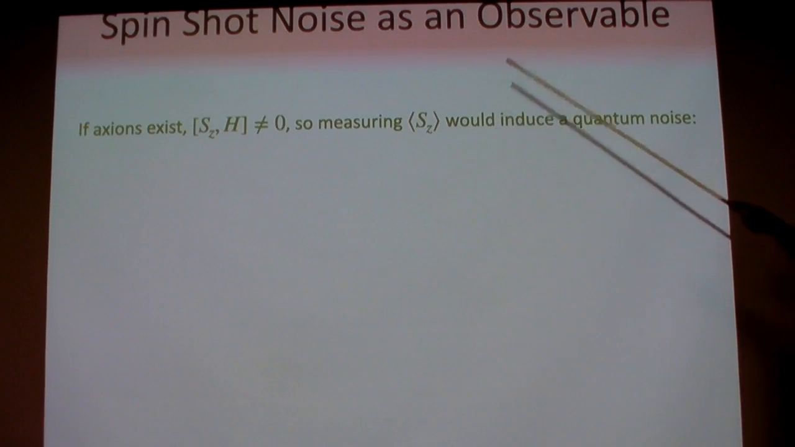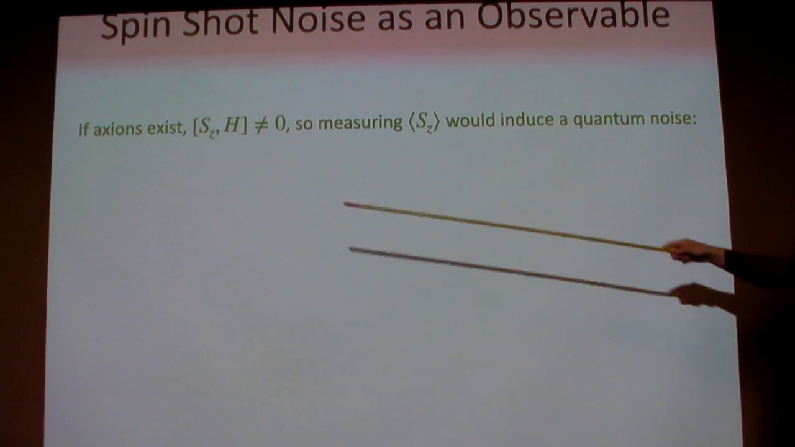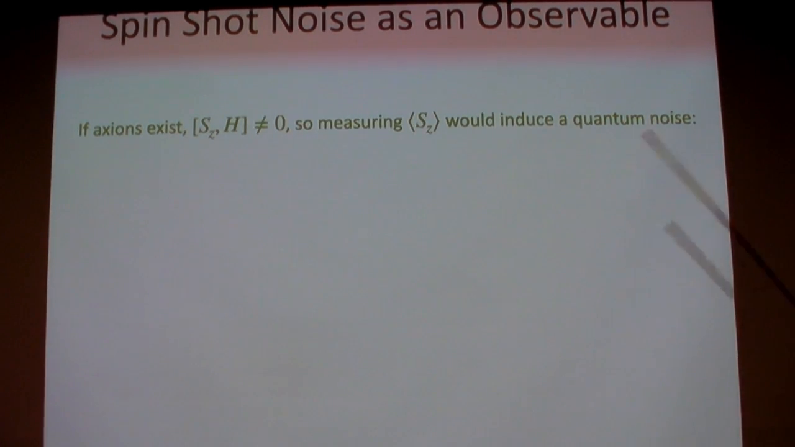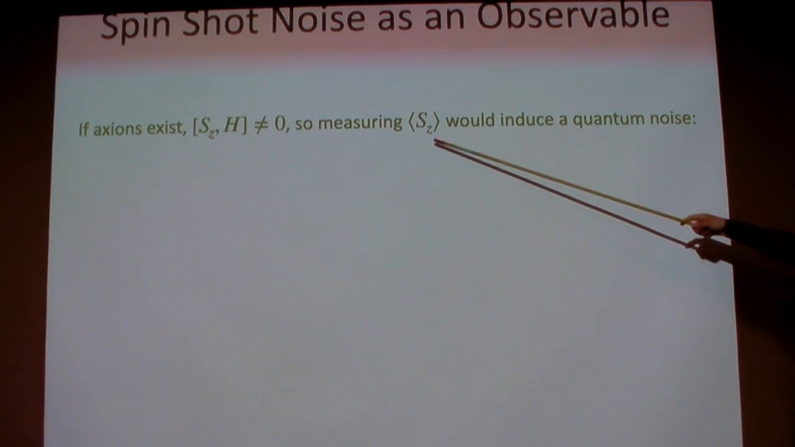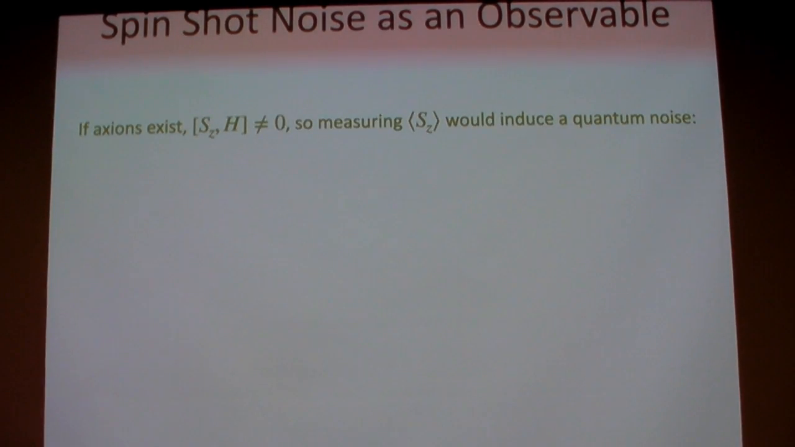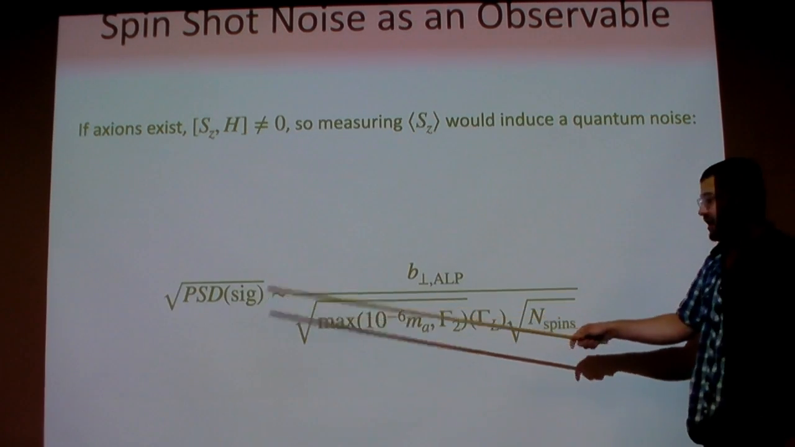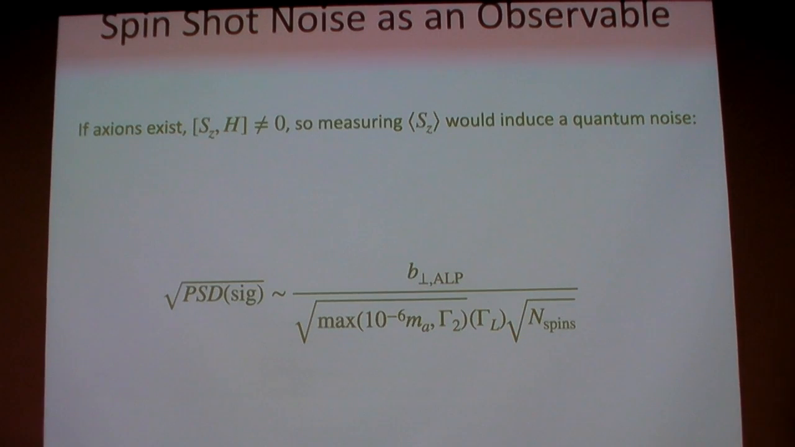And in fact, you can think of this spin shot noise as an observable, because when an axion is doing its thing and making the spins tilt, when we measure a spin in the z direction, now we are inducing a spin shot noise, because the spins are no longer polarized in the z direction because of the axion. And whenever we measure them, we are in fact going to get a signal that is again linear in the coupling constant. And there are several other interesting features.